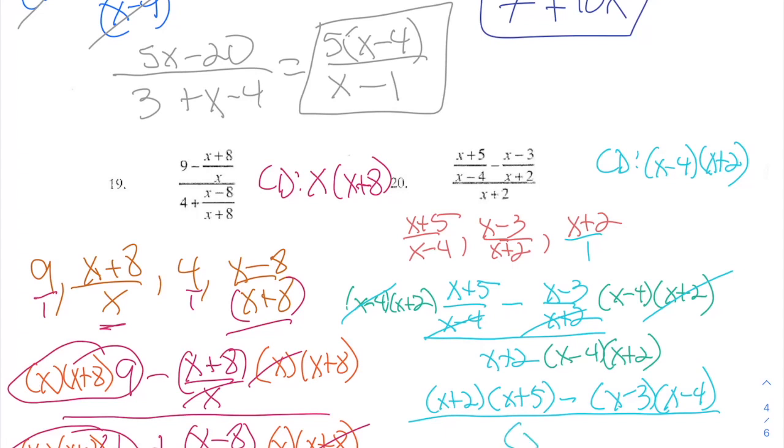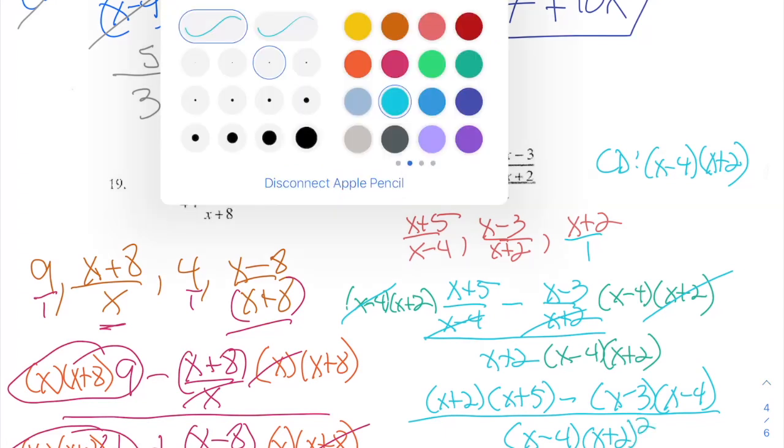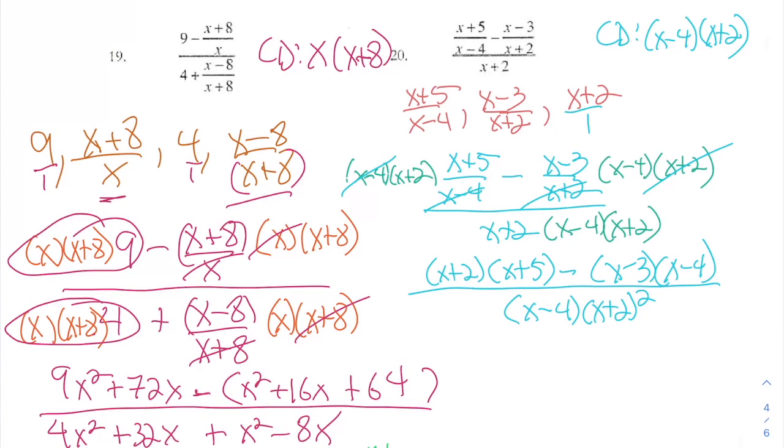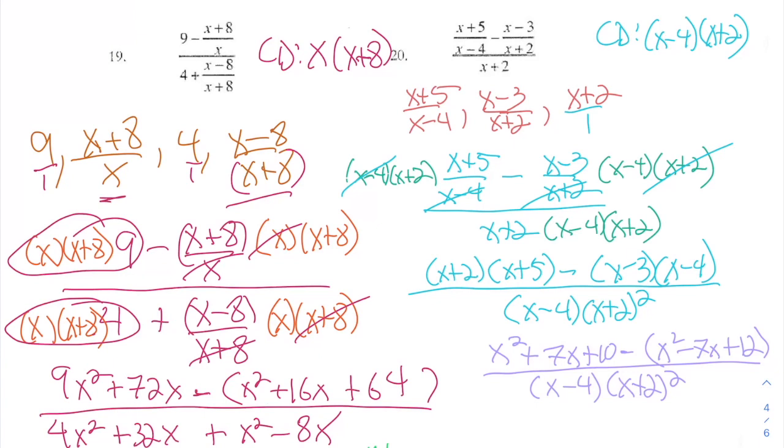Let's just leave it in factored form. x minus 4 times x plus 2 squared. And simplifying a tiny bit, it's not as bad as the last one. This becomes x squared plus 7x plus 10 minus, I'm not going to skip a step, x squared minus 7x plus 12. And all your hard work's going to pay off in a second, because when you distribute it, you get kind of a nice thing. You get rid of the x squared terms.